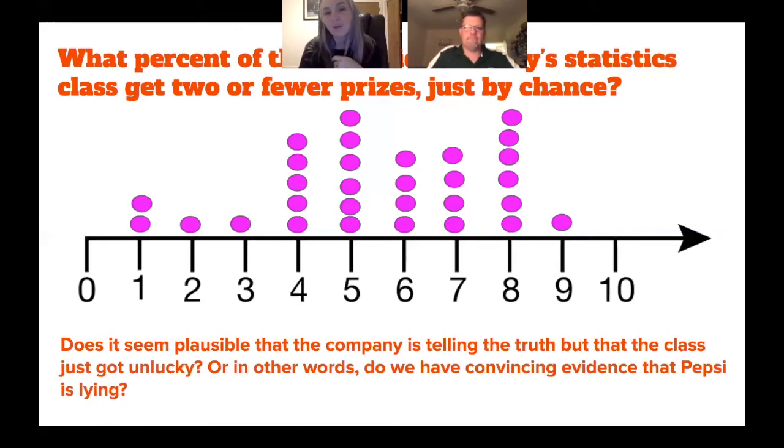10% of the time, purely by chance, 2 or less people won. So what do you think, Mr. Bobby? 10% of the time, is that convincing to you that they're lying? That's not exceedingly high. That's a rare occurrence. Something that happens that small a chance could just happen by chance. And in this case, it actually did.